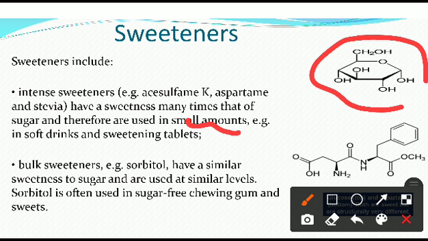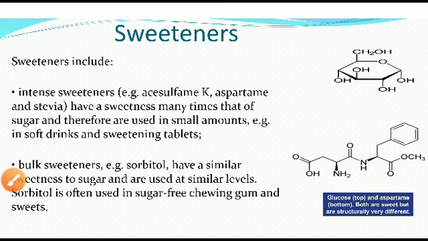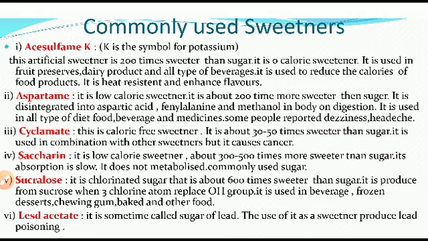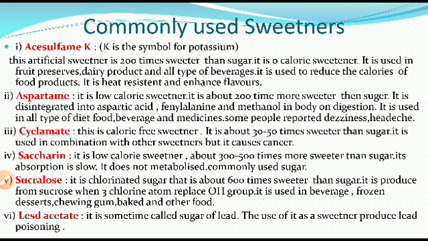The next type is bulk sweetener. An example is sorbitol, which has a similar sweetness to sugar and is used at a similar level. These are used in sugar-free chewing gum and also sweets. These are the examples. This is the structure of aspartame. Both are sweet but are structurally very different. Here, let us learn some commonly used sweeteners.